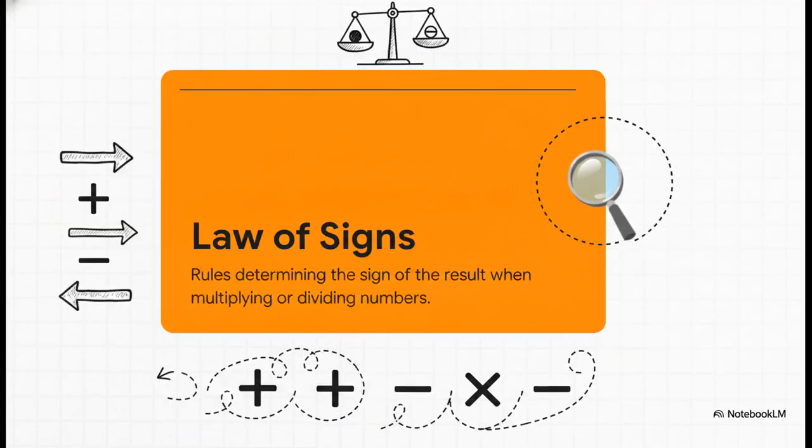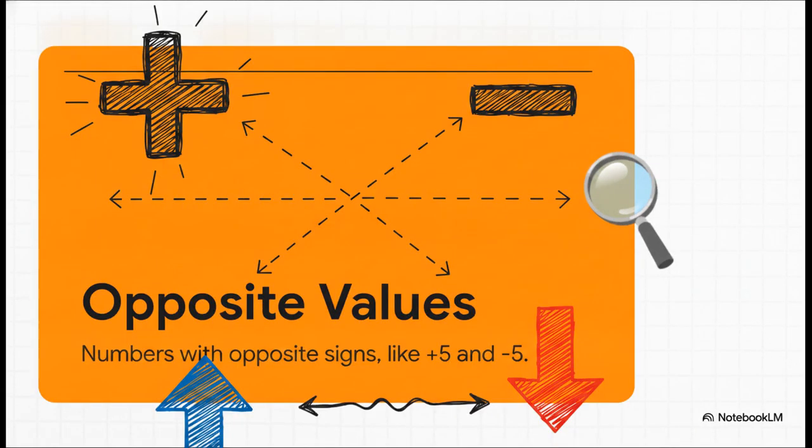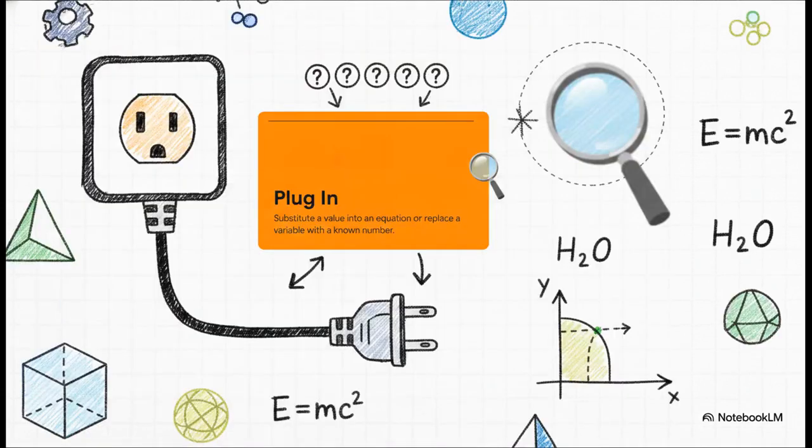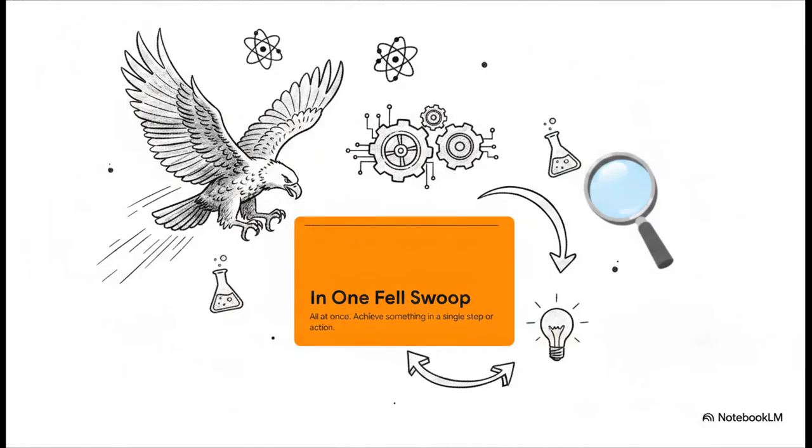Law of signs. Remember the law of signs before multiplying? Opposite values. Plus 5 and minus 5 are opposite values. Plug in. In one fell swoop. We solve the problem in one fell swoop.